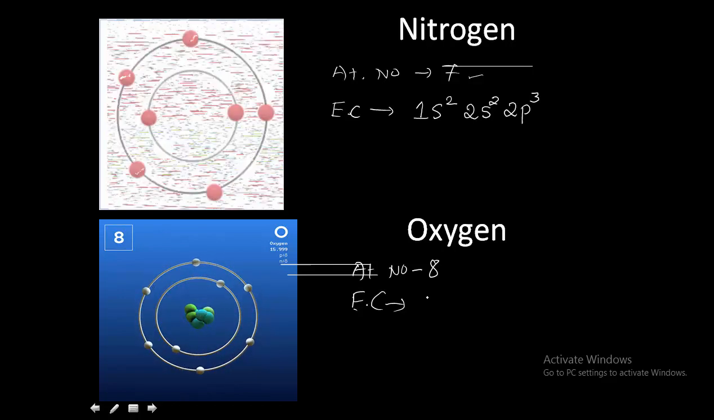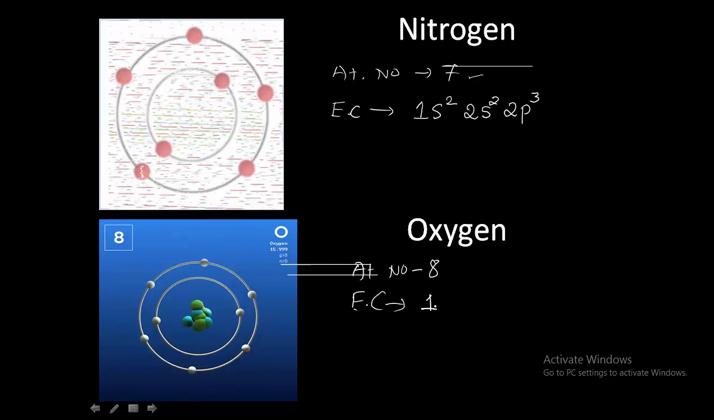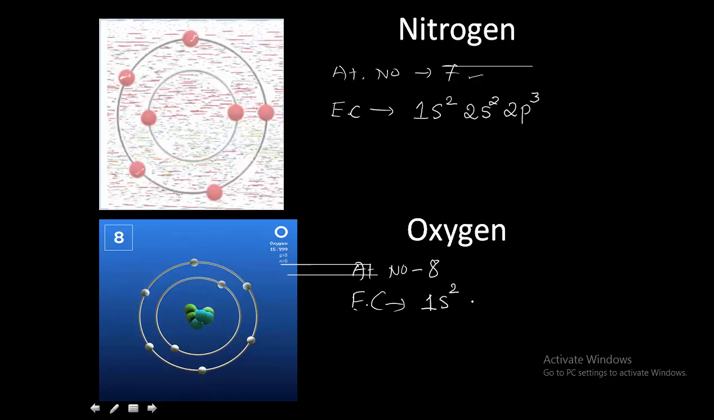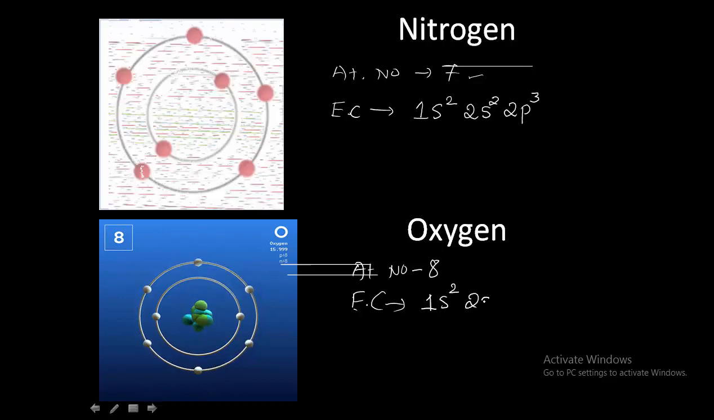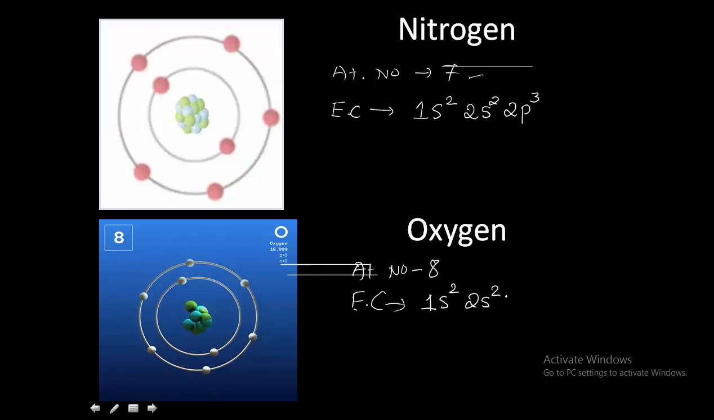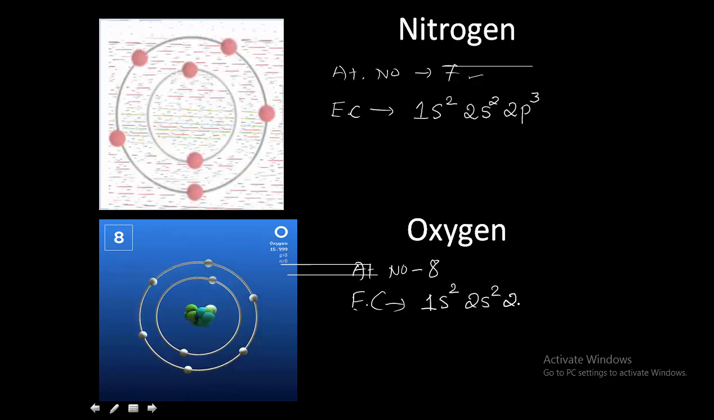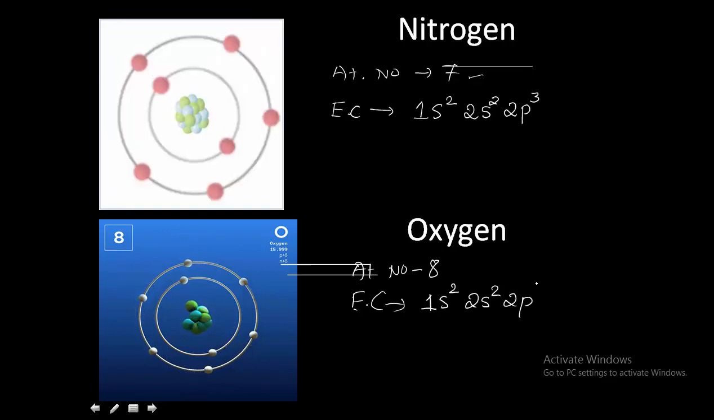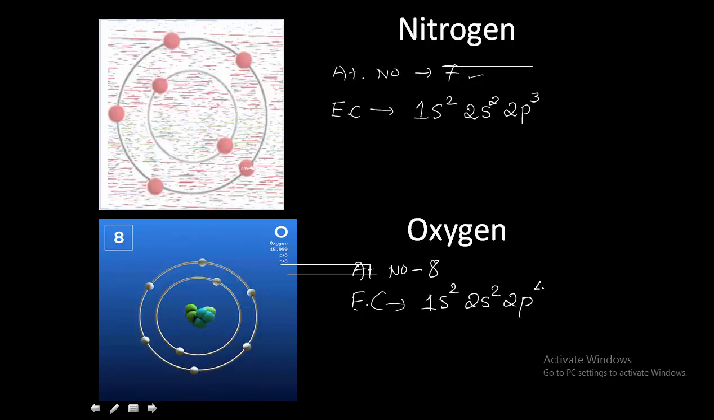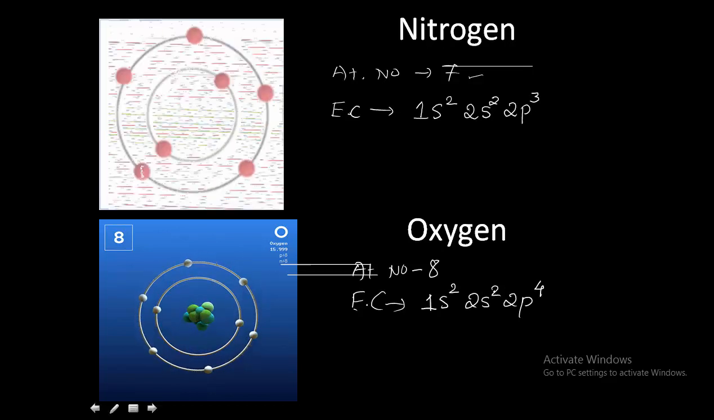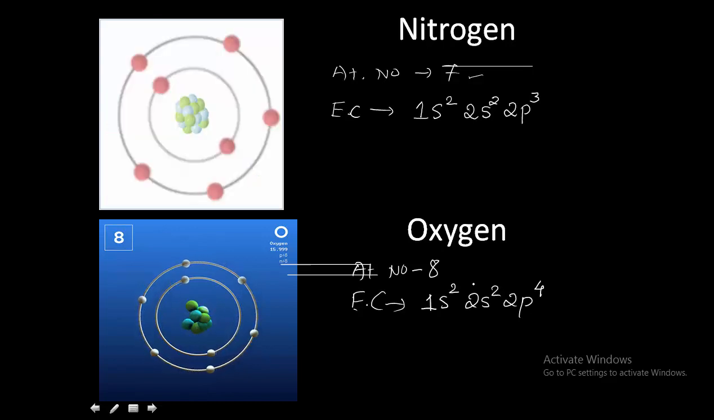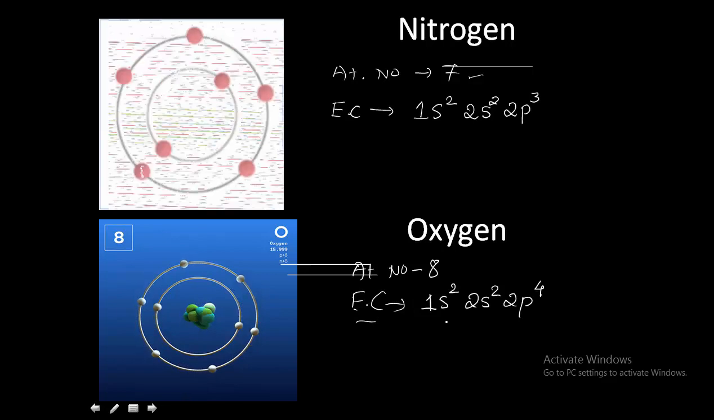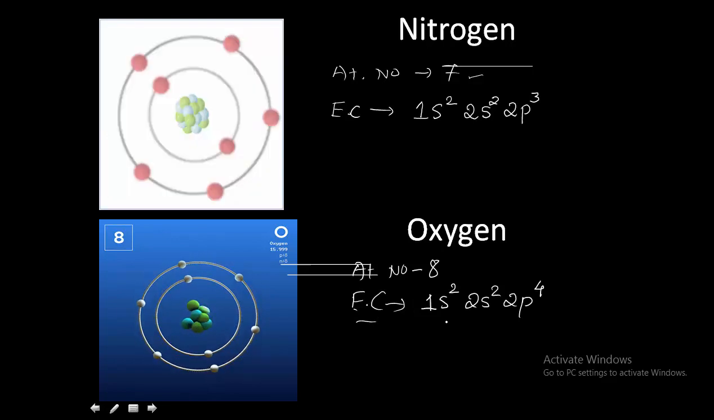So in the first shell, S subshell, 2 electrons got filled. Again, in the second shell, 2 electrons will get filled. And in the P subshell, the remaining electrons get filled. That is how much? 4. So 2, 2, 4, totally 8 electrons. So this is the electronic configuration of oxygen.